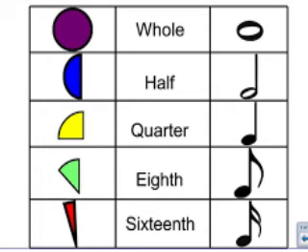In the same way, you have the demisemiquaver. 32 demisemiquavers will make a semibreve. 16 demisemiquavers will make a minim. 8 demisemiquavers will make a crotchet. 4 demisemiquavers will make a quaver. 2 demisemiquavers will make a semiquaver. So that is how it goes.